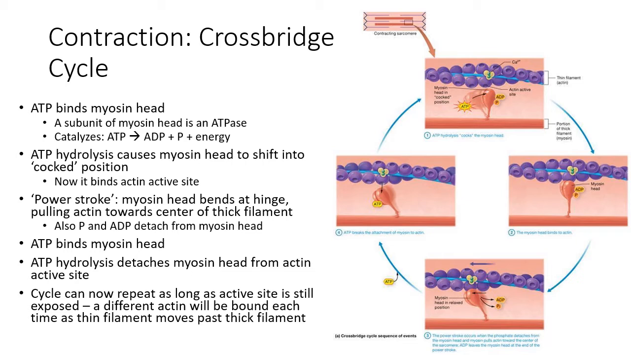So as cross-bridge cycling continues, the thin filaments are moving closer and closer in towards the center of the thick filaments. The myofibrils are getting shorter, and the myocytes themselves are getting shorter, which would generally mean that the entire muscle is getting shorter.